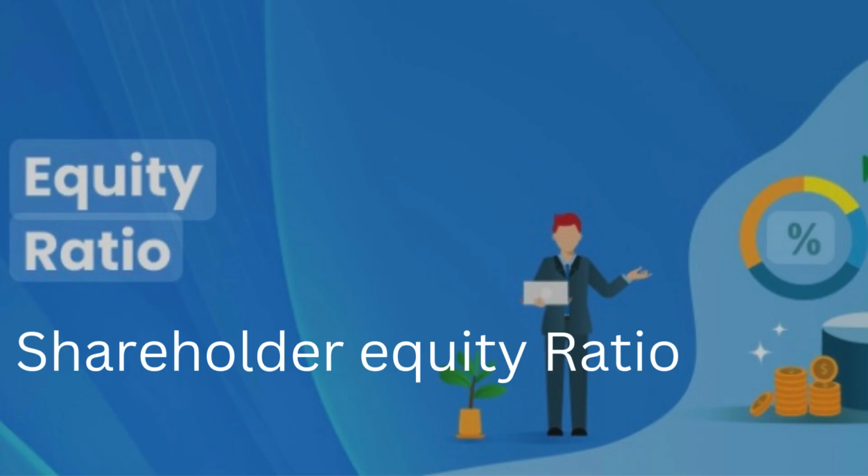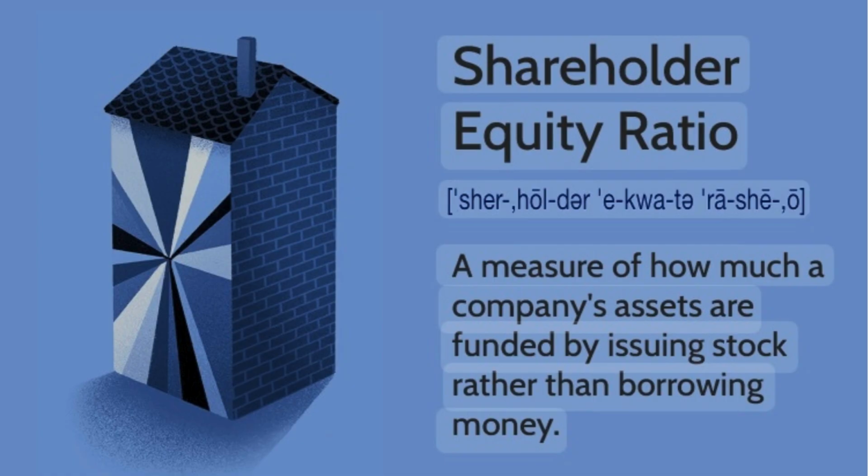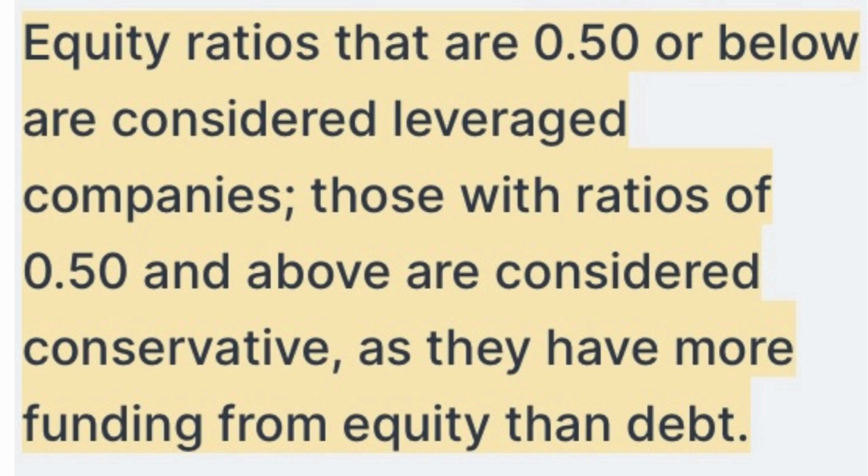The equity ratio, or shareholder equity ratio, is calculated by dividing total shareholder equity by total assets. The equity ratio, or equity to assets, shows how much of a company is funded by equity as opposed to debt. The higher the number, the healthier a company is. The lower the number, the more debt a company has on its books relative to equity.